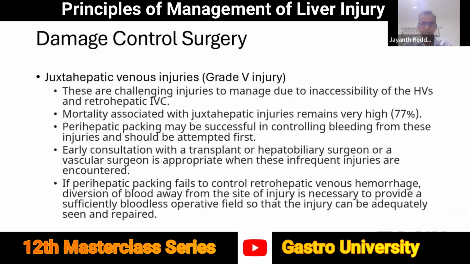Now, coming to the grade 5 injuries, these are extremely challenging injuries because of the inaccessibility, and the mortality of these injuries is quite high. Perihepatic packing should be attempted first to control these injuries. If there is a suspicion of these injuries, it's important to involve your colleagues, a hepatobiliary surgeon, a transplant surgeon or a vascular surgeon. And if perihepatic packing fails to control the ongoing bleeding, then you need to divert blood away. This can be done in various ways.